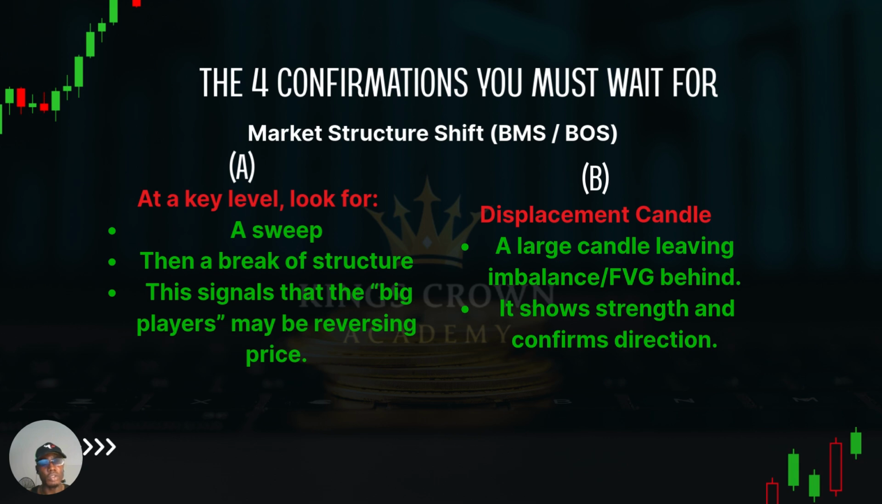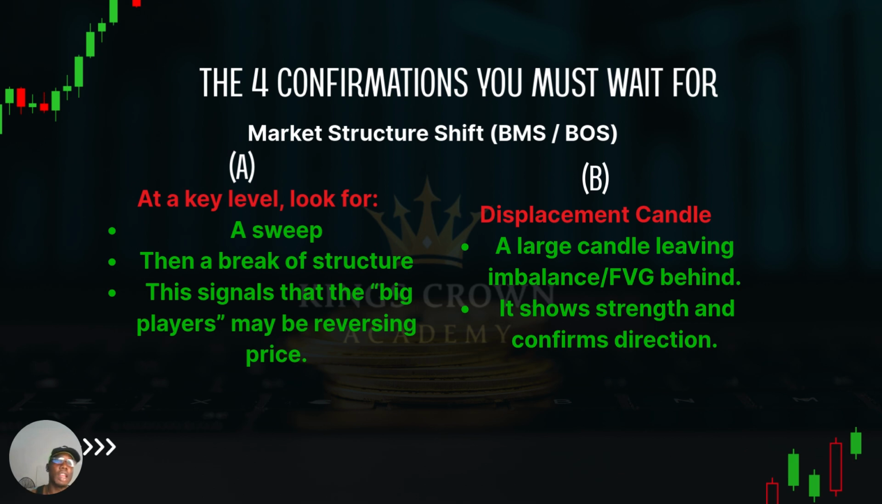Okay, so that is exactly the two things you wait for, and you wait for it at a key level. What you should look out for, all right? A sweep, then a break of structure, and then a signal that gives you an impression that there is a reversal. Okay.